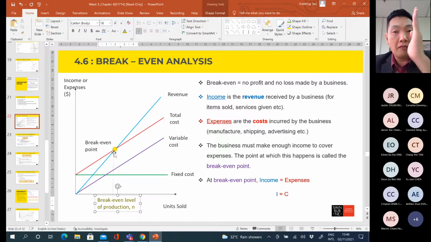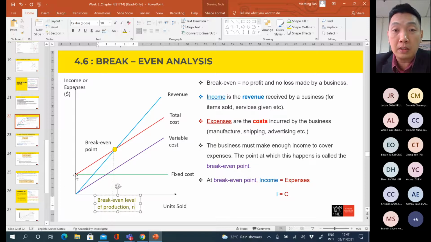So after N level of production, if the company managed to sell more, the company is able to have higher income and more revenue, and you may find that the total cost will be below the revenue. So at this point, after N, the company is able to make a profit. But if the company produces less than N, the company is still making a loss.